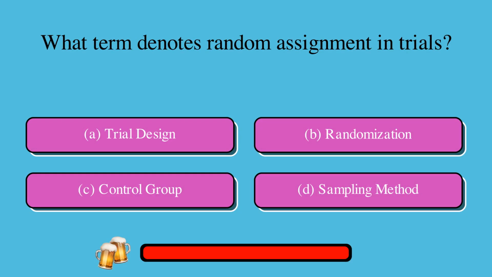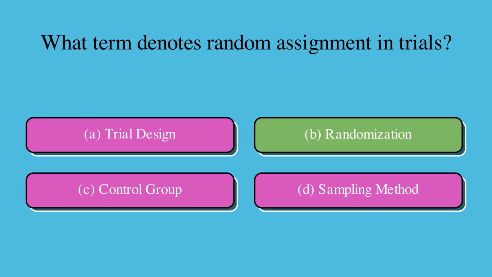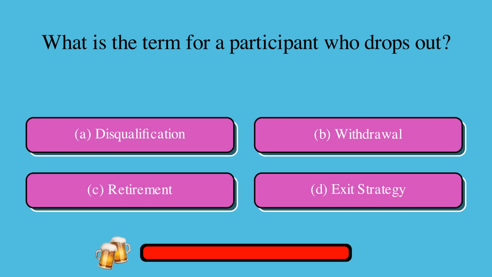What term denotes random assignment in trials? A. Trial design, or B. Randomization, or C. Control group, or D. Sampling method? The correct answer is B. Randomization. What is the term for a participant who drops out? A. Disqualification, or B. Withdrawal, or C. Retirement, or D. Exit strategy? The correct answer is B. Withdrawal.